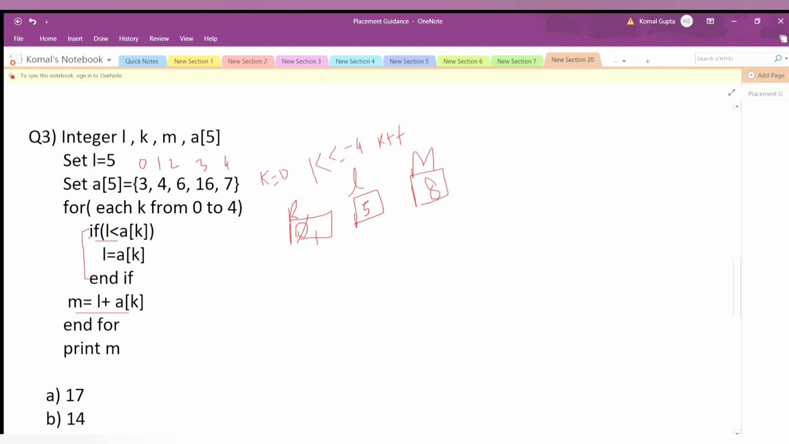Now we will check this if condition. Now the value of k is 1, so a of k is 4. So what we will check, if 5 is less than 4? No. So again we will not go inside the if condition.